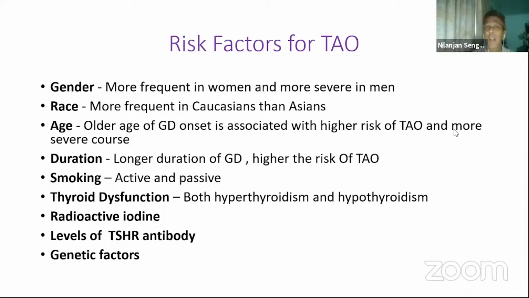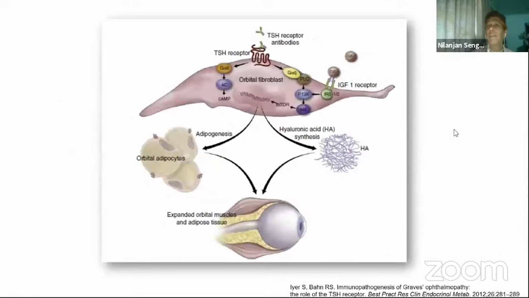Hypothyroidism, especially iatrogenic hypothyroidism following radioiodine therapy or even surgical ablation, is an important risk factor for aggravation of thyroid-associated orbitopathy, and also radioiodine therapy itself. Therefore, in severe cases of thyroid-associated orbitopathy, radioiodine therapy is contraindicated.